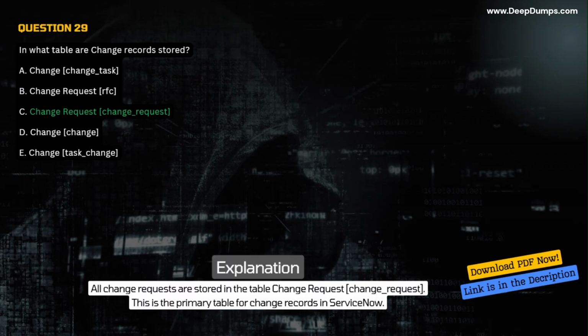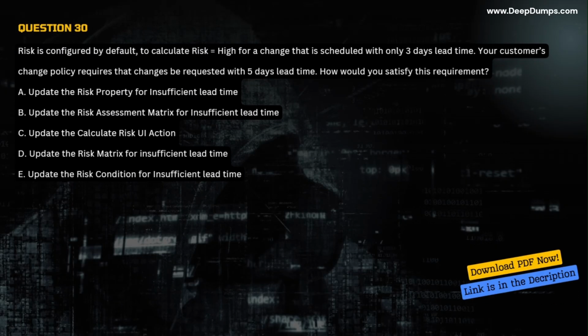Explanation. All change requests are stored in the table change request change_request. This is the primary table for change records in ServiceNow. Question 30. Risk is configured by default to calculate risk equals high for a change that is scheduled with only 3 days lead time. Your customer's change policy requires that changes be requested with 5 days lead time. How would you satisfy this requirement?